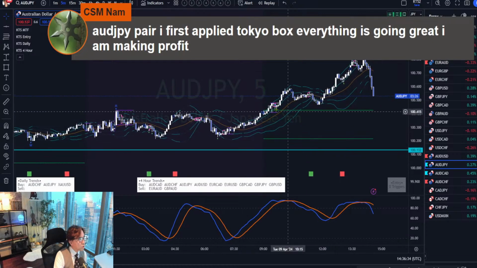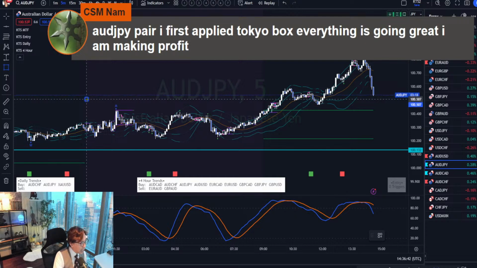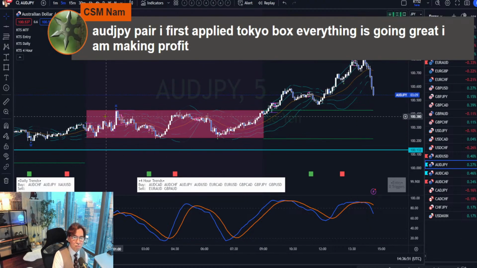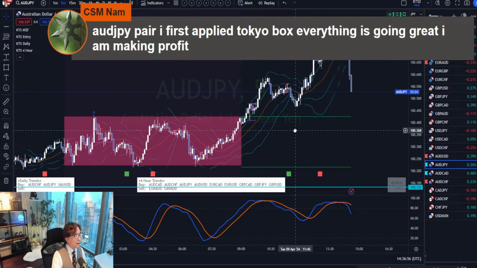So Tokyo box is exactly here where the market shows high and low between Tokyo time. So this red rectangle is the Tokyo box. And after the Tokyo box happens, the market tends to go towards the Tokyo box breakout direction in the UK and the New York sessions. So this works, especially when the market is trending.